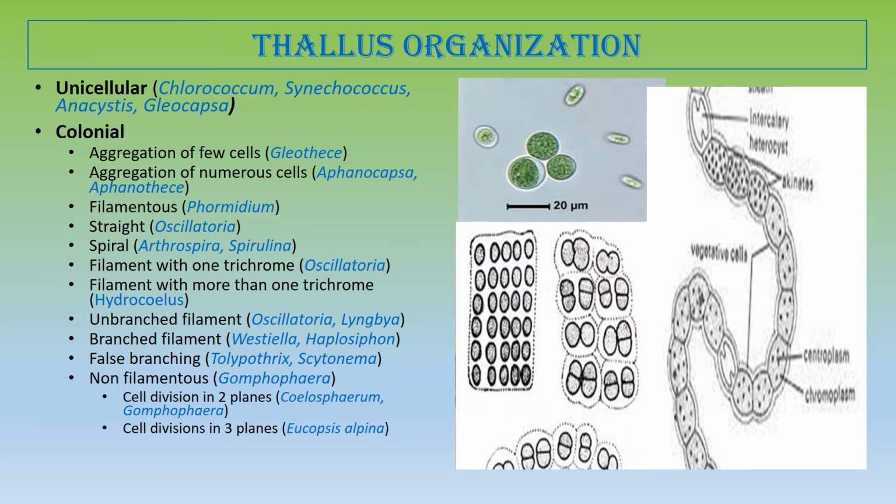Thallus organization. The cyanophytes are either unicellular or multicellular. Unicellular forms are Chlorococcum, Cyanococcus, Anacystis, and Gloeocapsa. In the colonial form, that is multicellular form, they can be composed either of a few cells, that is Gloeothece, or a number of cells.